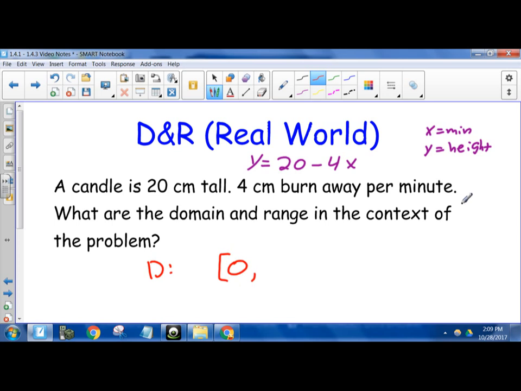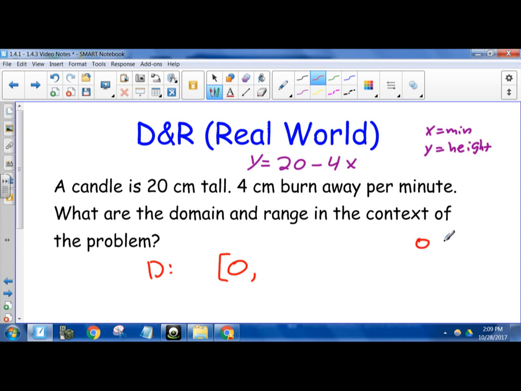Okay? Now you may think, why don't we just use infinity as the right bound? But you have to take into consideration, is this candle going to burn forever? No, if we burn this candle for 1,000 minutes, the candle's going to be gone, right? There has to be a point at which the candle goes away. Now, this problem is very easy to figure out because I made the numbers pretty simple. What would be the highest number of minutes the candle could burn?